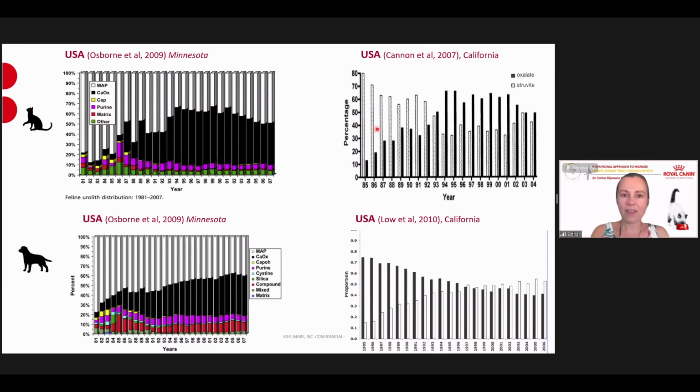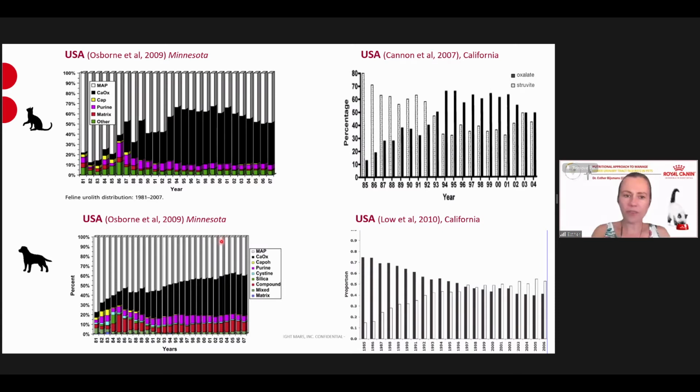And we can see a similar pattern happening in another study from the US, where in white you can see the struvite stones being really the great chunk of stones that is being diagnosed back in the 80s. The calcium oxalate stones are starting to take over once we're entering closer to the millennium.